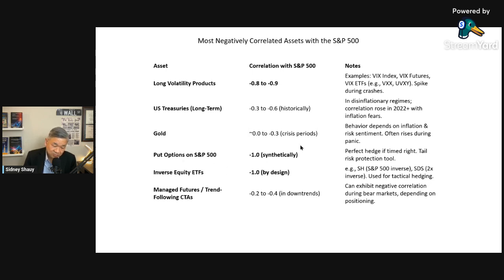Gold, as we just saw, kind of small. Put options, of course, on the S&P 500, and inverse equity ETFs, of course, those are by design going short the S&P 500. If they're going short, it's going to be negative, or actually -1, right? So anyway, and also other things like managed futures, trend following CTAs. Very few people use those, but it's possible to make money with those.